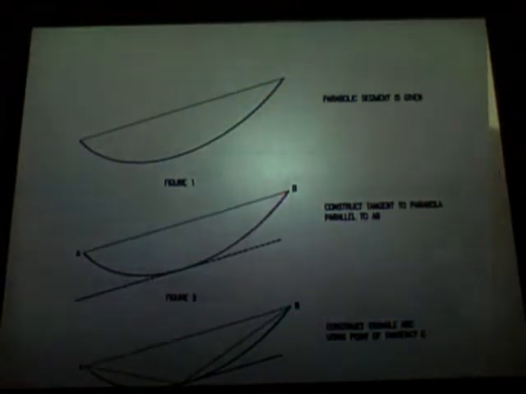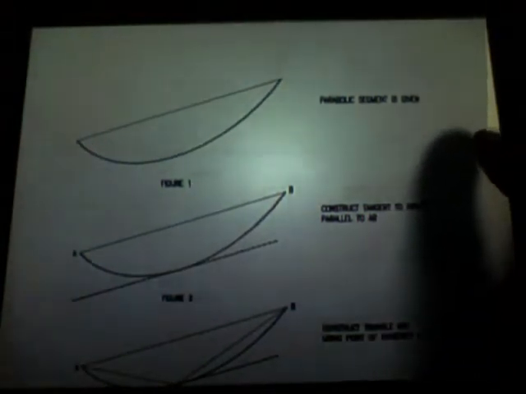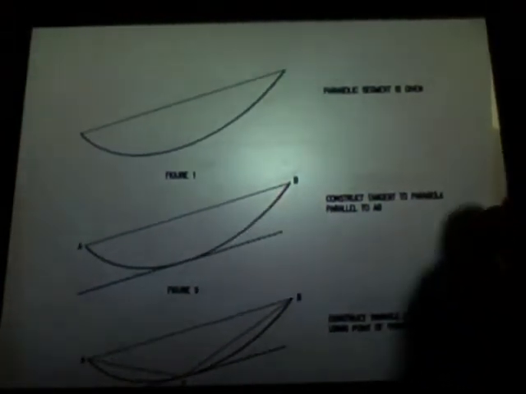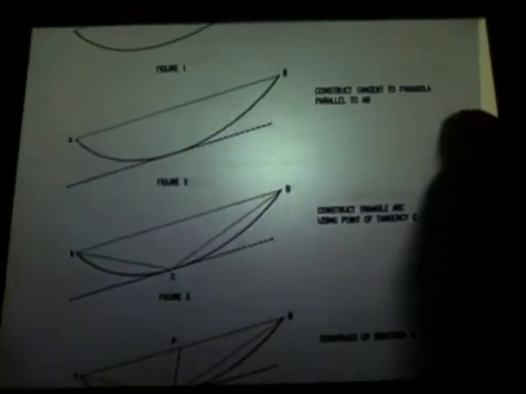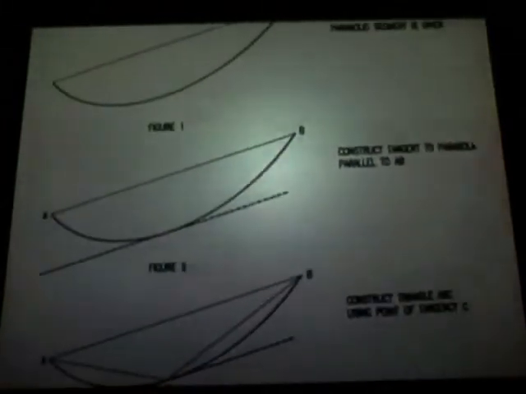Okay. You're given a parabolic segment, and you'd like to construct a tangent to the parabolic segment. This little aspect was not adequately discussed, I think, in our text. This is the Archimedes quadrature of the parabola.